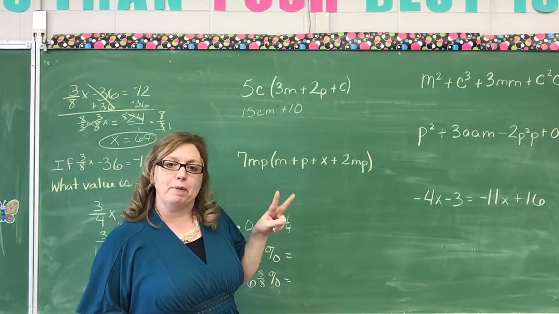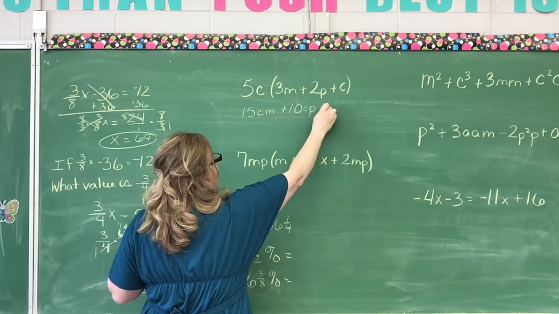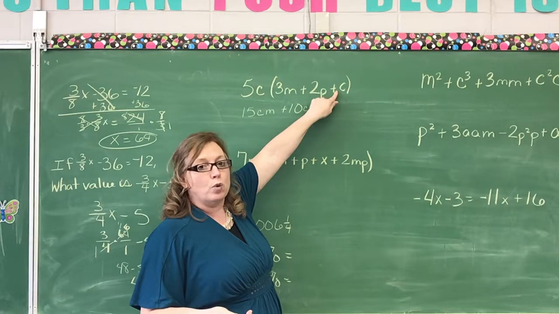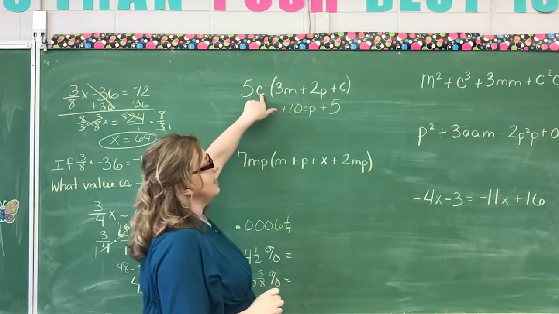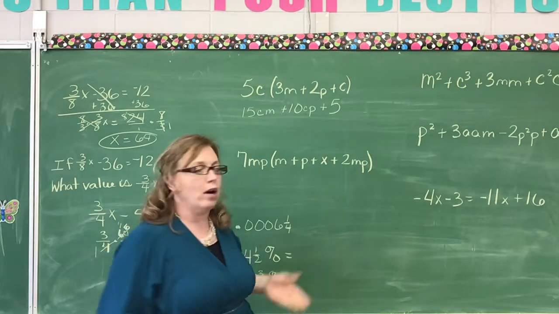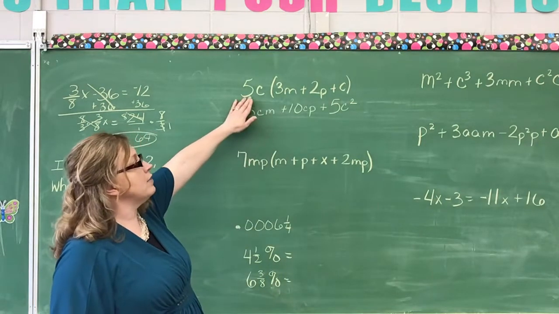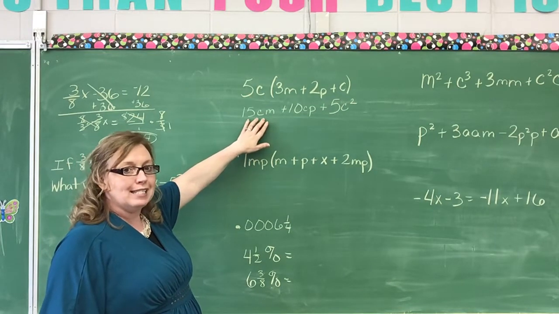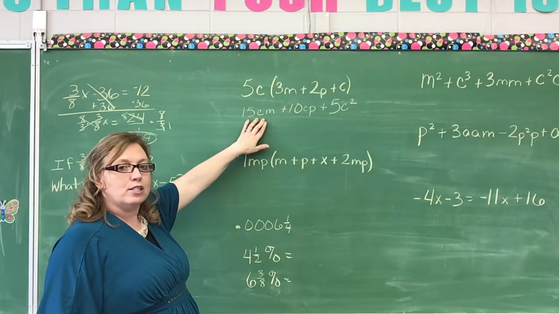We have a c and we have a p, but neither one repeats, so all we have to do is write cp. Now, there's no coefficient on the c, so that coefficient is really a 1. So we're saying 1 times 5 is 5. And c times c, or a letter times itself, becomes the square because I can't solve it. So it becomes c squared. So my answer to 5c times (3m plus 2p plus c) is 15cm plus 10cp plus 5c squared.